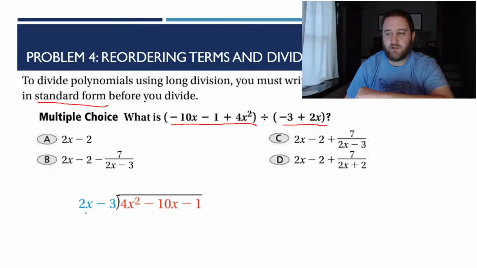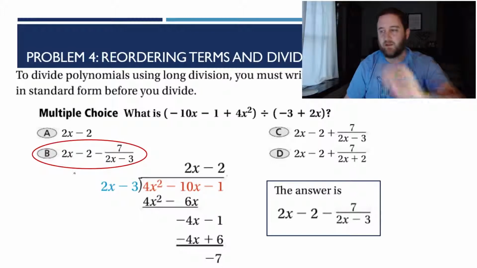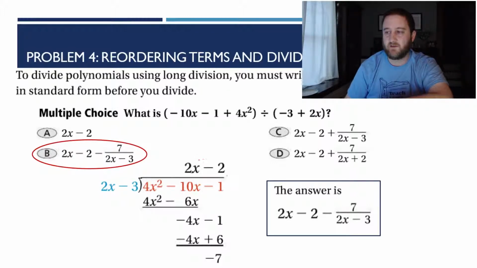How many times does 2x go into 4x squared? Well, that's 2x times. I've got this whole problem worked out on the next slide. So 2x goes into 4x squared 2x times. Multiply them out, you get 4x squared minus 6x. Subtract, these cancel out. Negative 10x minus negative 6x is the same as plus a positive, so that becomes a negative 4x. Drop down the negative 1.